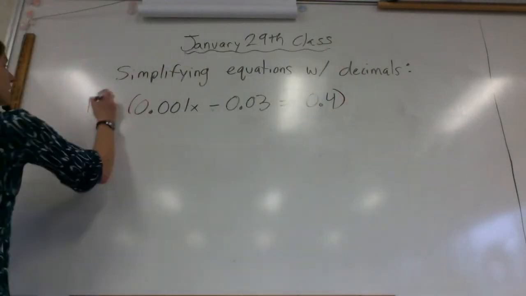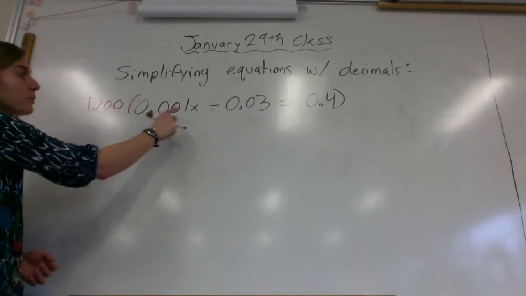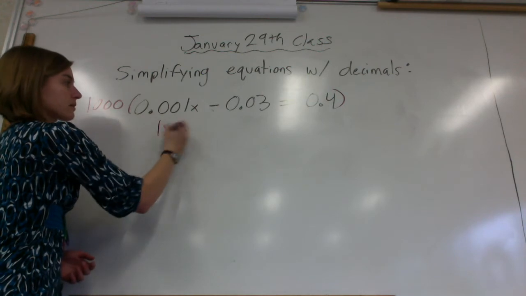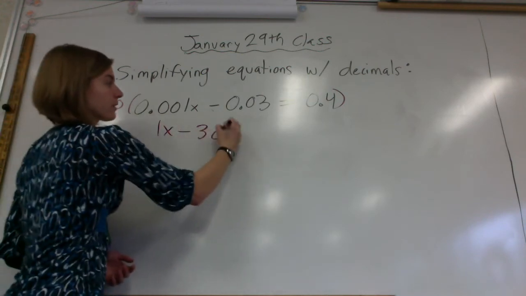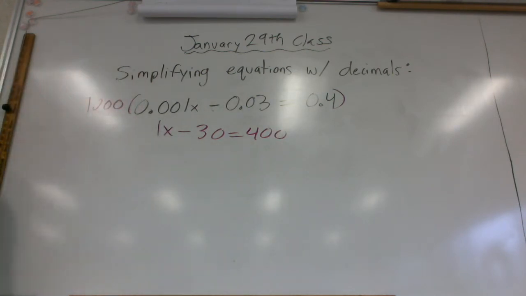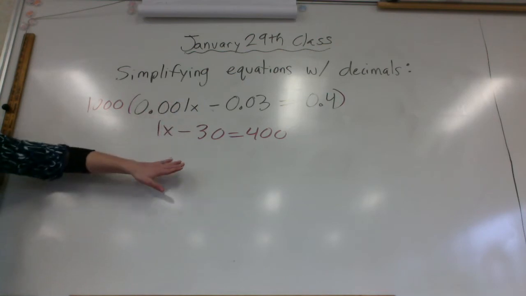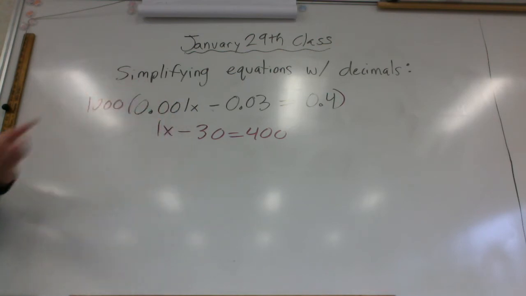So if I want 3, I need to have 3 zeros. But if you're a little bit more comfortable with decimals, you could just do 10, 100. But if you want even bigger numbers, you can go higher than 1,000. So if I multiply everything by 1,000, they're all going to move 3 decimals. So it's just going to be 1x minus 30 equals 400. Because personally, I think this second one looks a lot better than this. I am more willing to solve this second one than I am the first one.